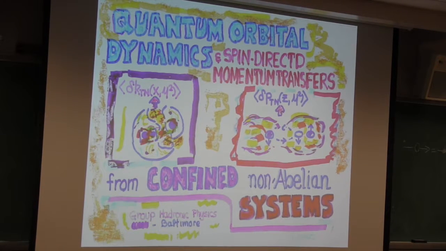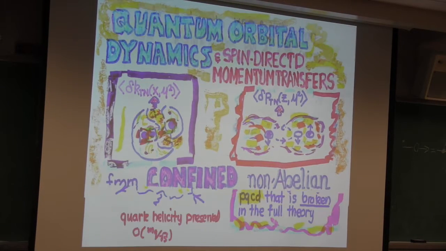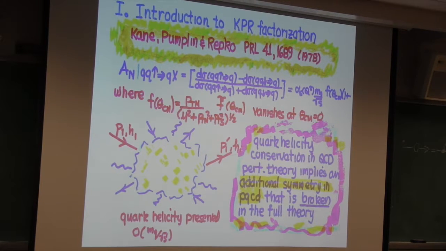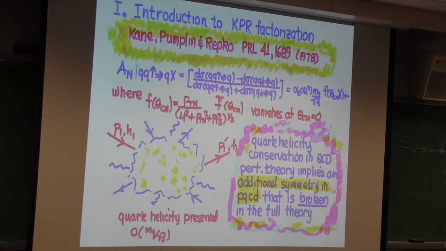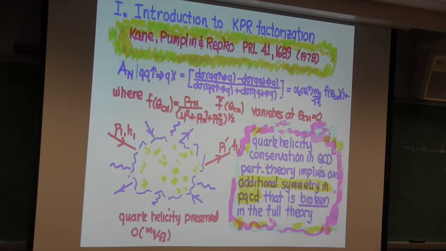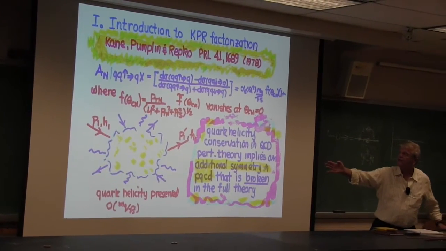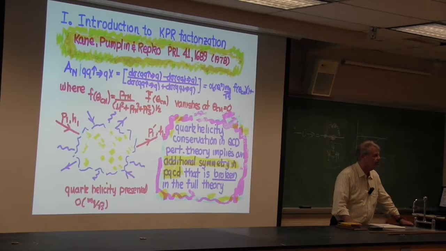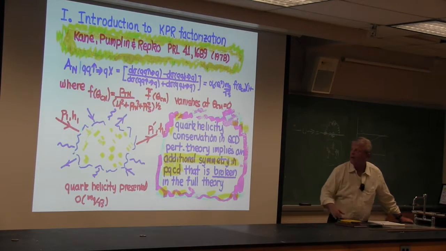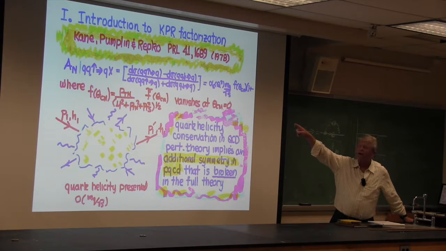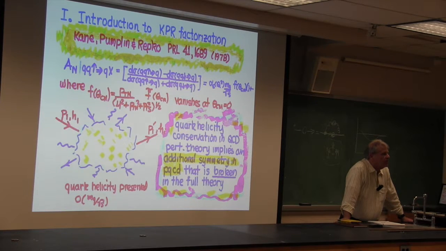So it's interesting to look at the quantum orbital dynamics and spin-directed momentum transfers that happen from confined non-abelian systems. And one of the reasons it's interesting, and I alluded to this, but I'm now going to do it in a more direct way, just like in perturbation theory, if you start with zero masses, you can't generate mass from perturbative diagrams. If you start from perturbation theory, you can never generate a single spin asymmetry from light quarks. And all of these diagrams are always proportional to the mass of the quark over square root of s.